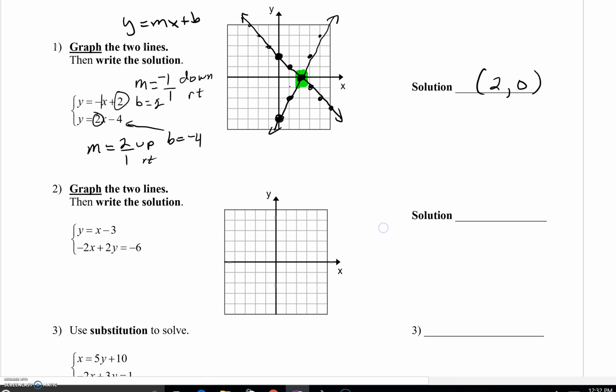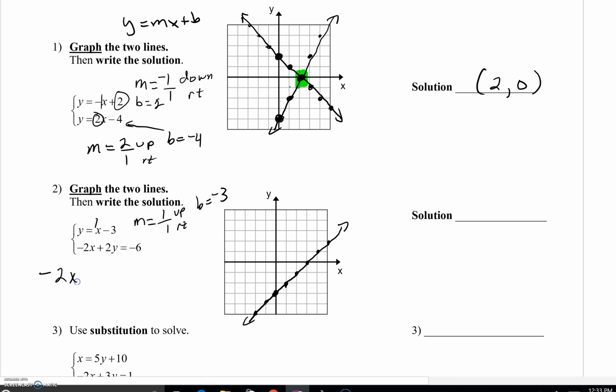As we take a look at number 2, very, very similar situation. We could see that our first line has an m of 1. That's 1 over 1. We're going to go up 1. We're going to go right 1. We have a b of negative 3. So I will begin by going 1, 2, 3 steps down. My slope tells me to move up 1, right 1. And we'll continue to move up 1 and 1 to the right, as well as going down 1 and 1 to the left. You can very quickly see a line taking place.